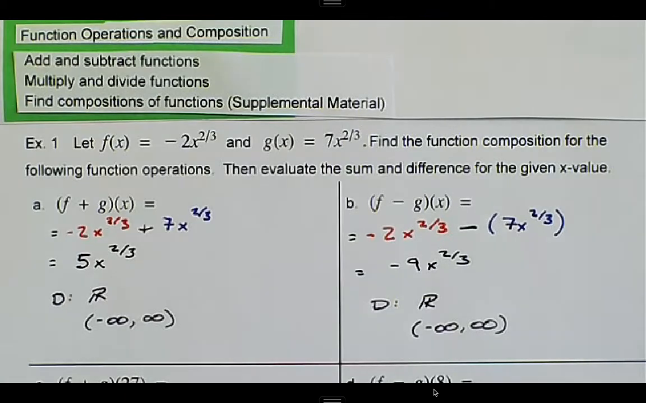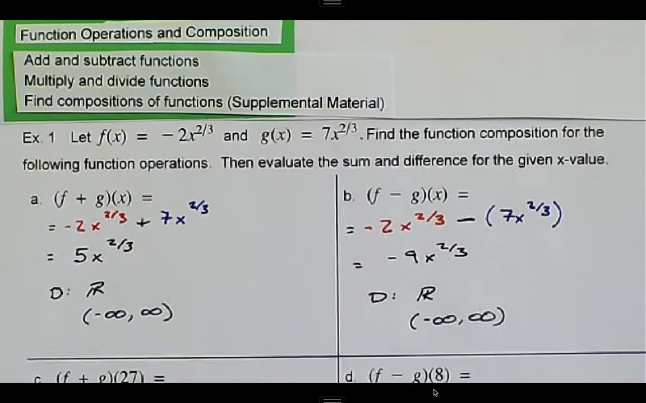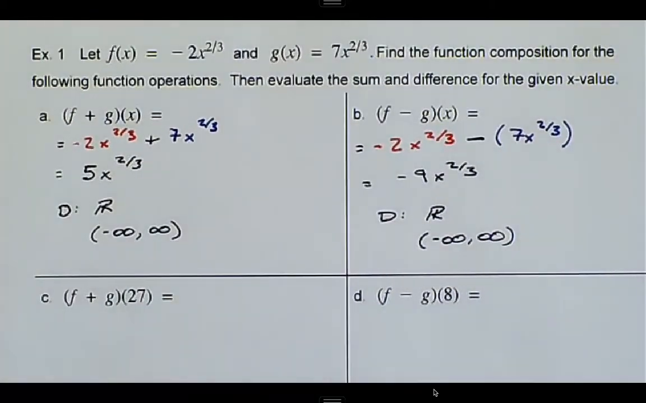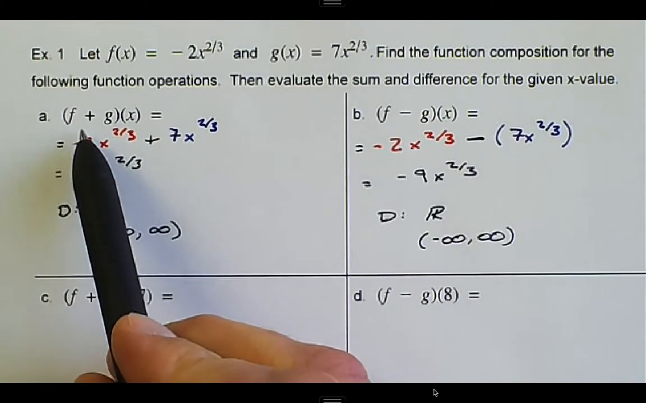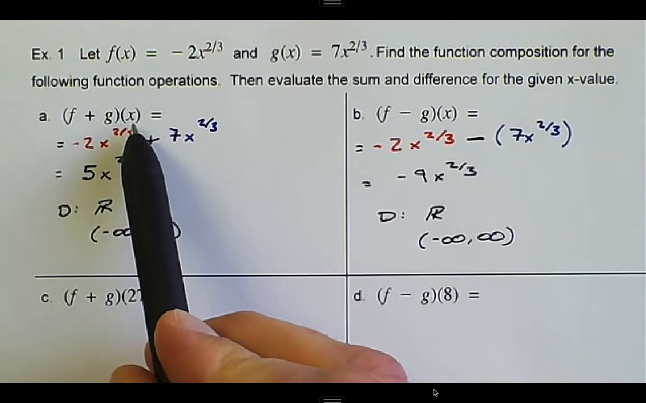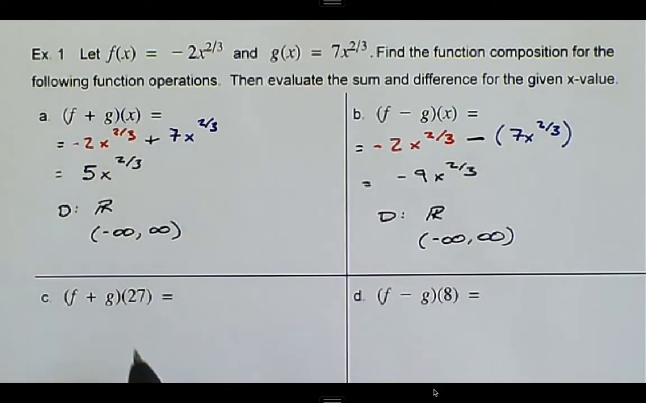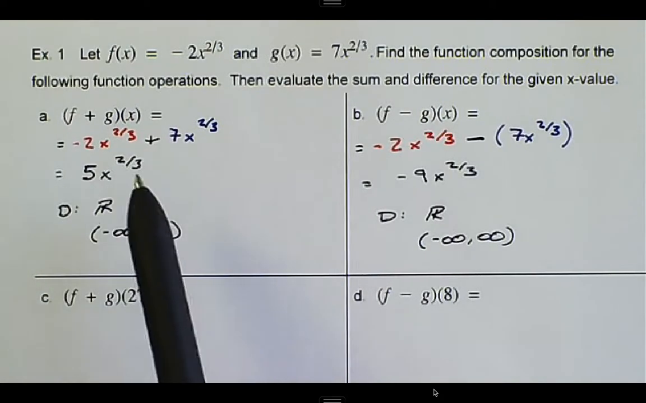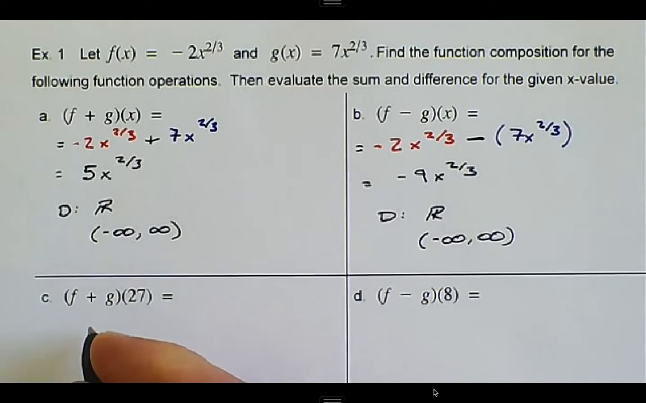And now we can take a look at C. And C is basically, we're just going to take what we did up here. We already did the math. We said f plus g, and now we're going to evaluate it when x is 27. So we've already done this part right here. So we're going to have 5, and then we're going to substitute our 27 in there.